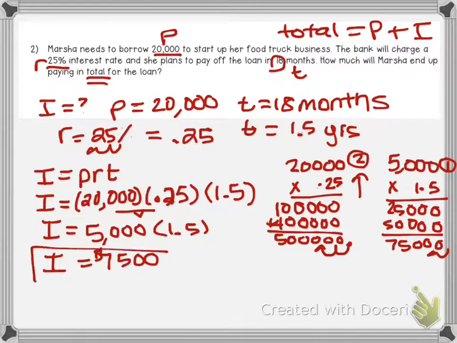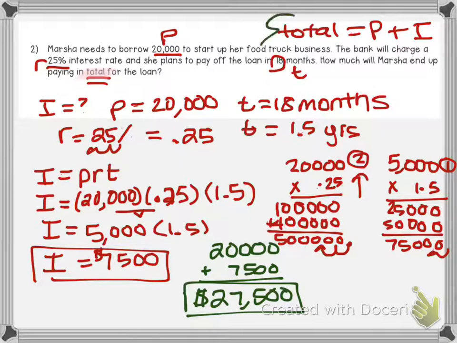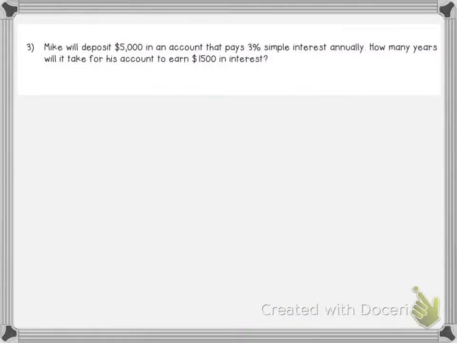Okay, but if we look back at the question, it's asking for the total. So we're going to take our amount that we borrowed, which was 20,000, and add 7,500 to it. And our total is 27,500. Remember, we said that total is P plus I.